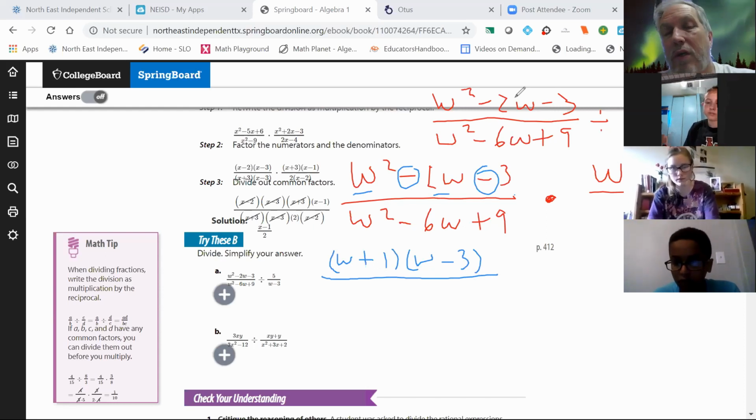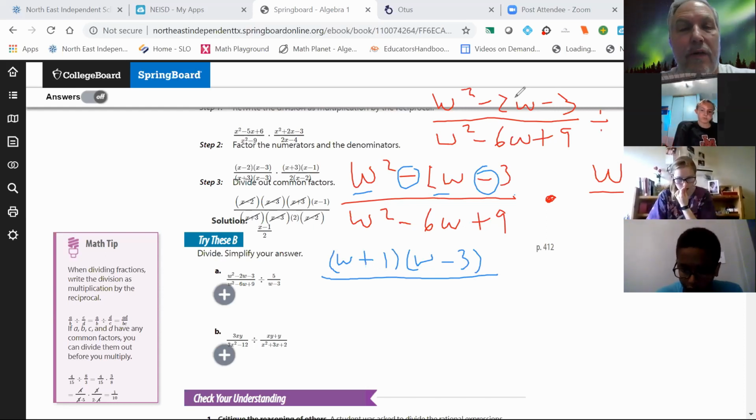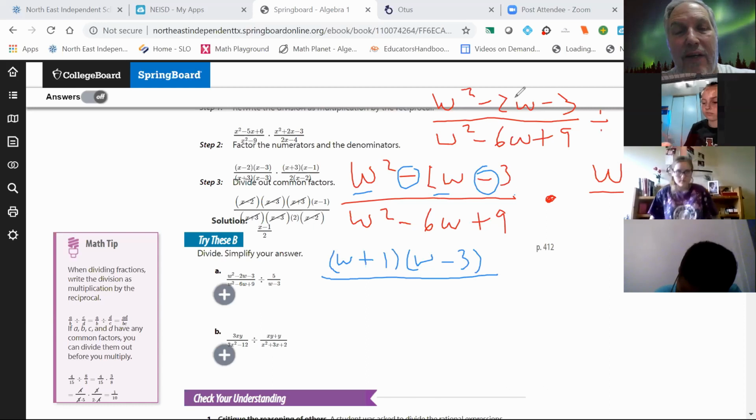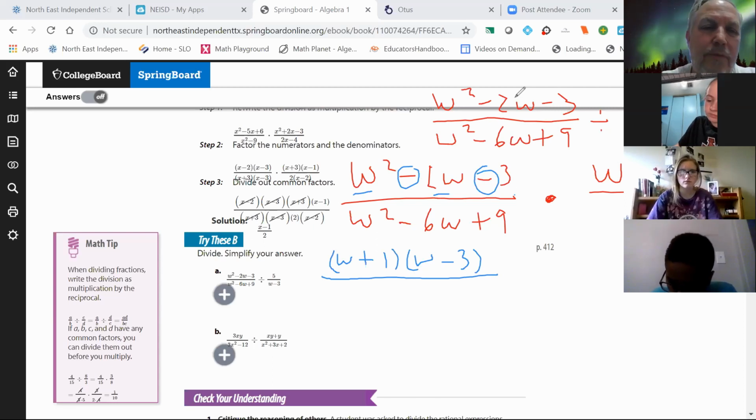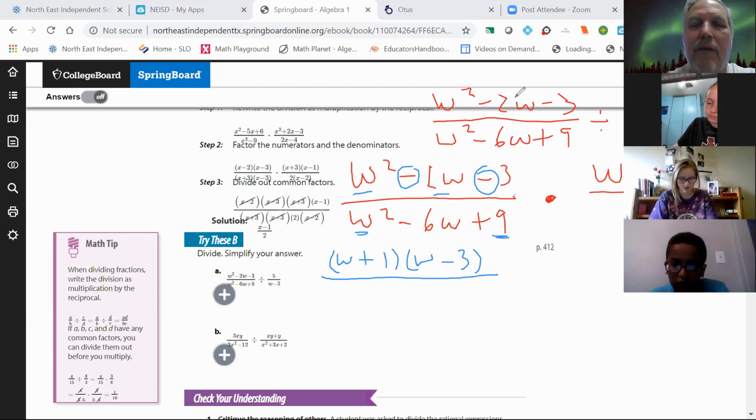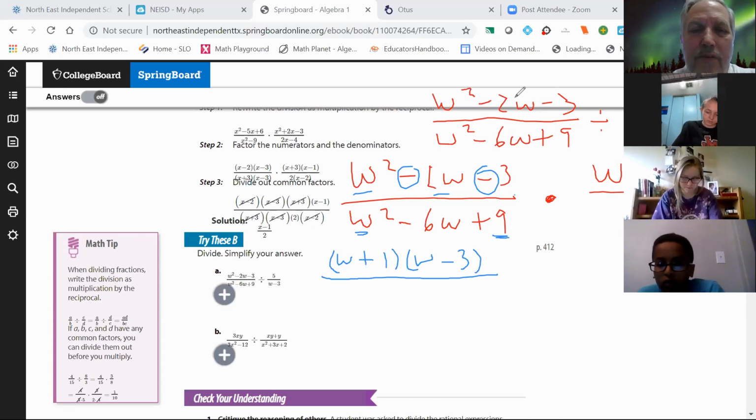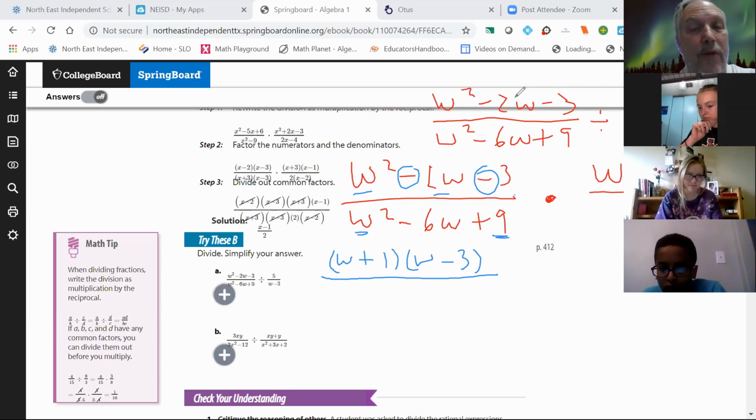And this one has no greatest common factor other than 1. So I can't factor anything out. This one might be a perfect square trinomial though. w squared is a perfect square, 9 is a perfect square. And so we think about, well, the factors there would be w and 3. So we multiply those together. So w times 3 is 3w, and if I double that, I get 6. So this is a perfect square trinomial.